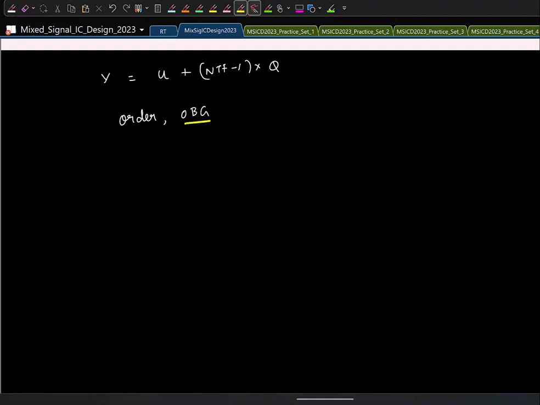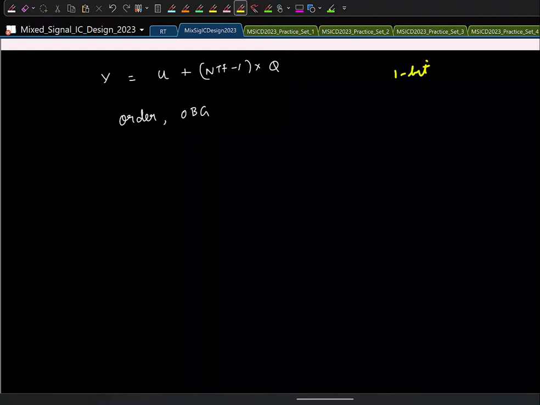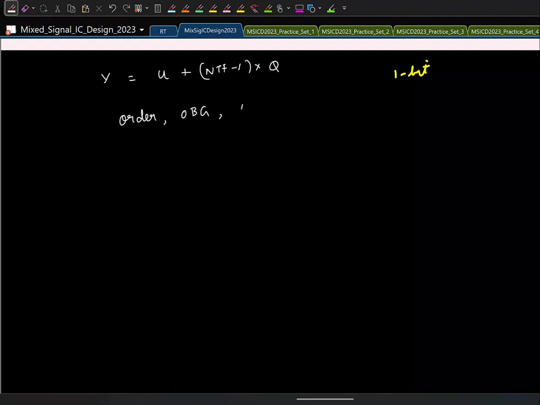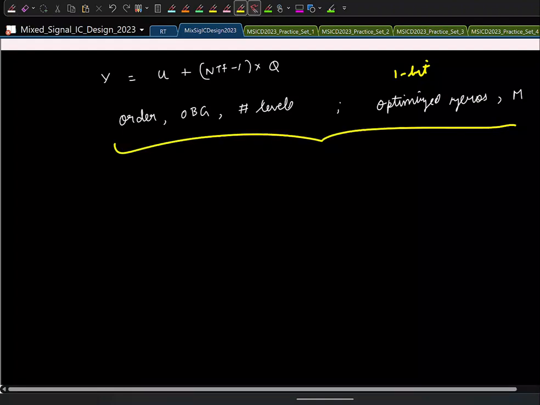And remember that the out of band gain will also depend on how much quantization noise that you are adding. That is, as we saw, if you have a single bit case, the OBG had to be less than or equal to 1.5. So you also have to specify what is the number of levels in the quantizer. In addition, you have this option of changing the zero location, that is called optimize zeros. And as we saw, the location of this optimal zero is a function of the oversampling ratio. Okay. So these are the things that one needs to know while making an NTF.